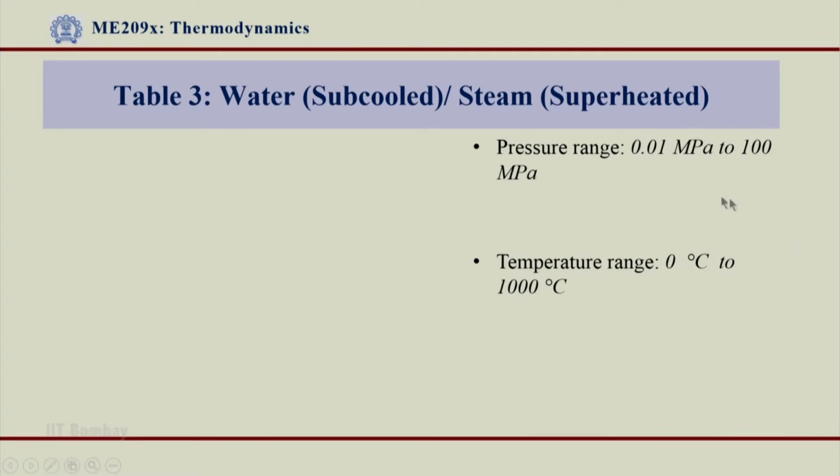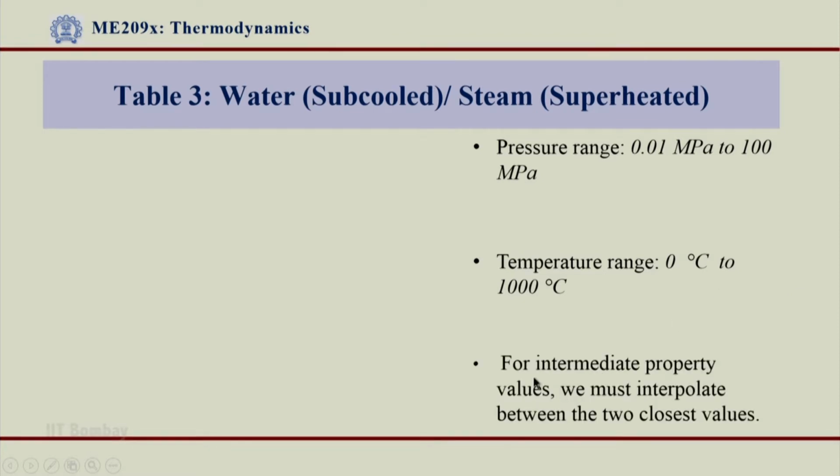Again, some increments are given with respect to pressures and temperatures, and for intermediate property values, we must interpolate between the two closest values. This is an approximation which is perfectly valid, and we have been using it in both table 1 and table 2. Can I just show you table 3 as an example, so that we can see how the values are given for different pressures and temperatures.